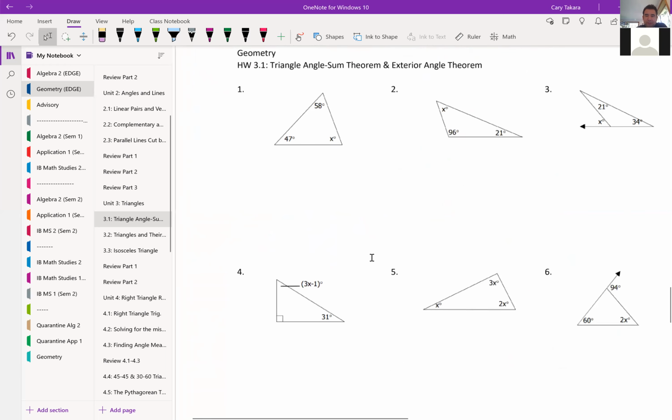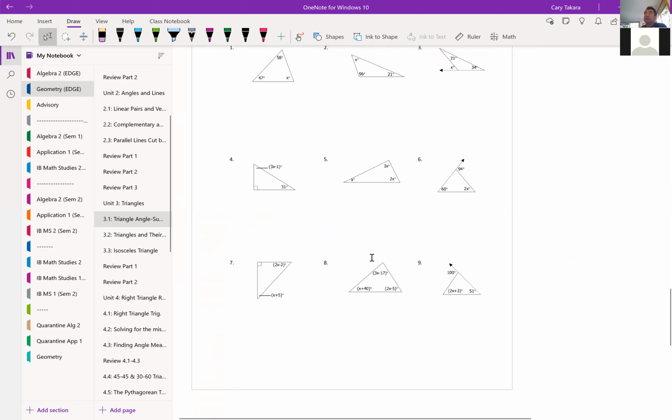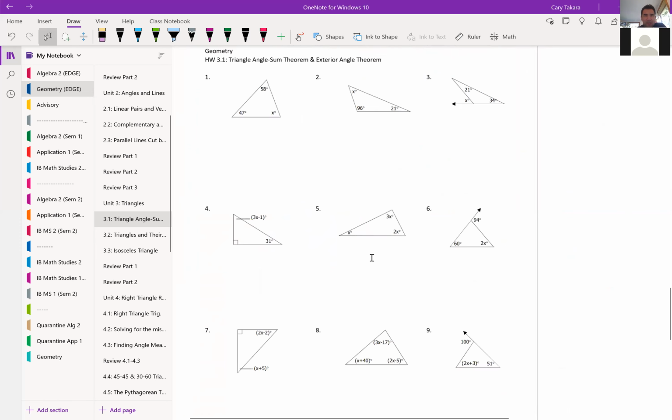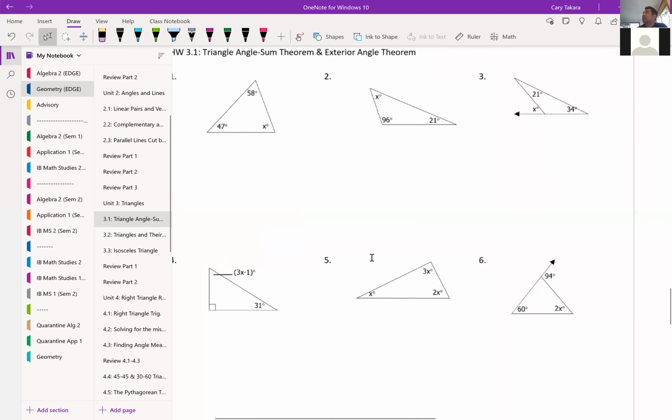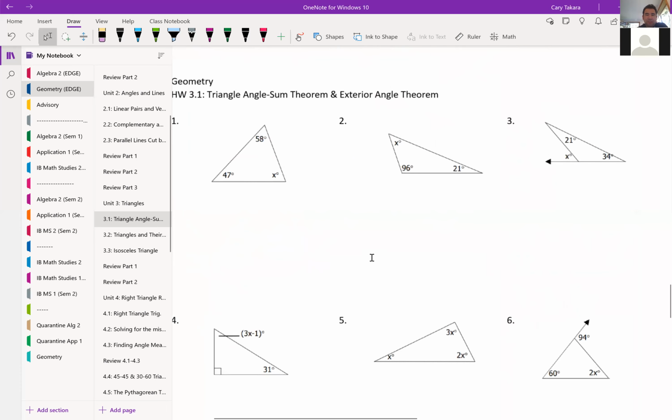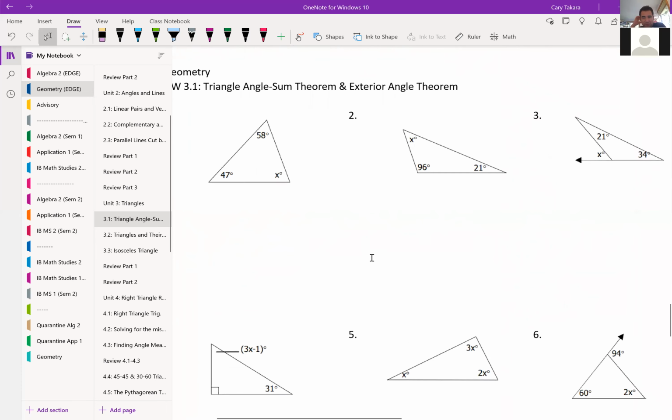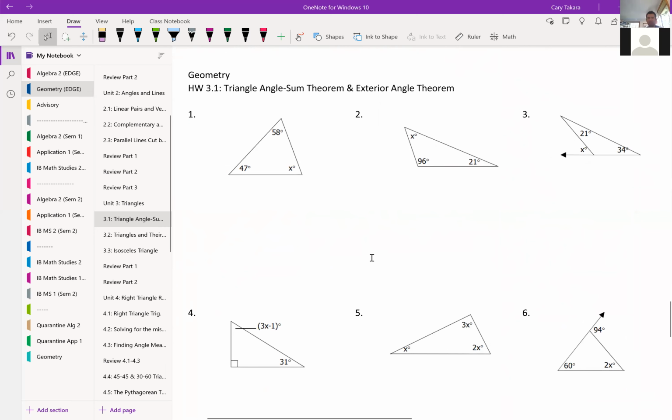So here, I don't know, do we have time for all the questions? Maybe we do. We still have about 40 minutes, plenty of time. The first couple of questions are pretty straightforward. So let's get started. Please write down homework 3.1. Okay, that's important that you do that. Okay, let's solve for x.